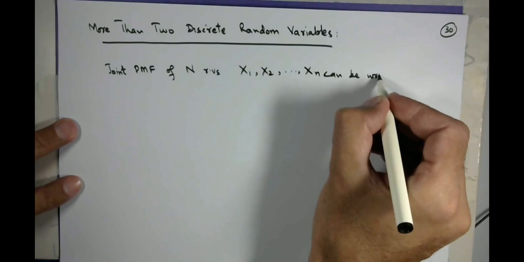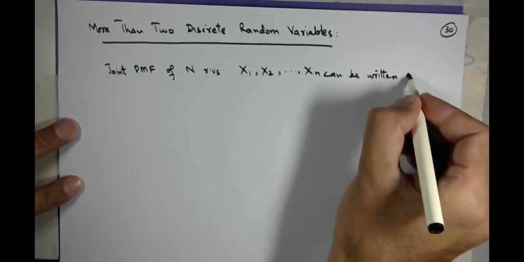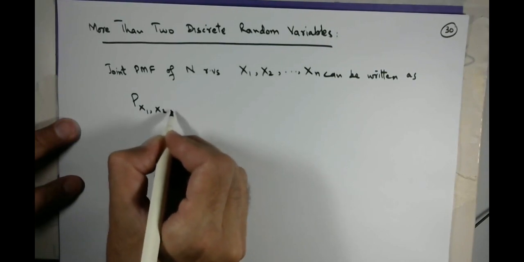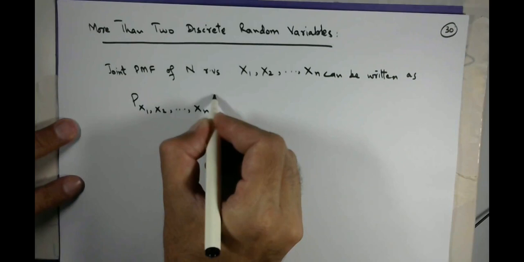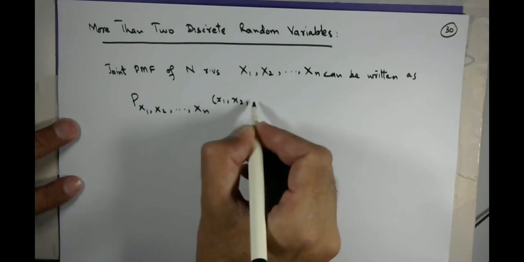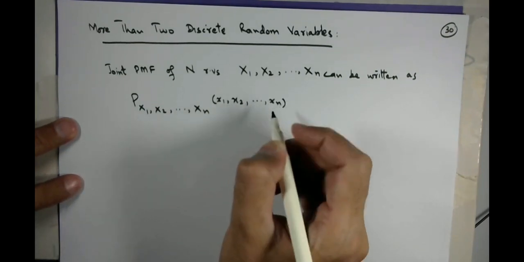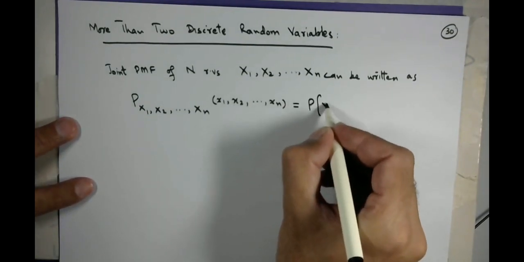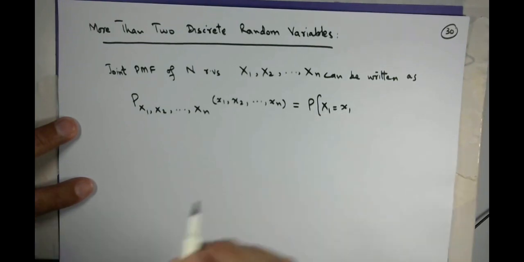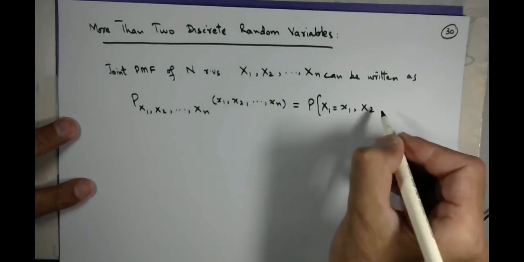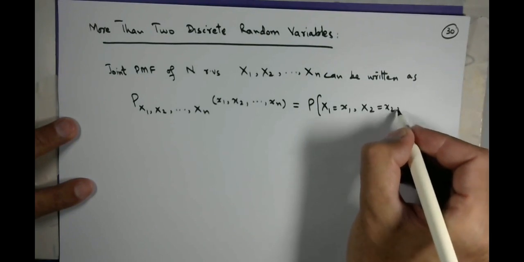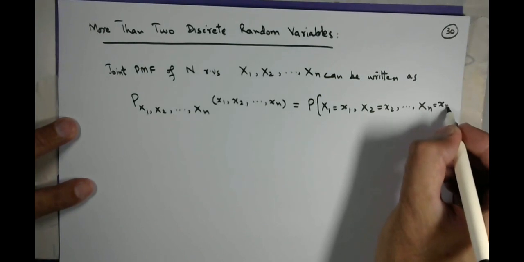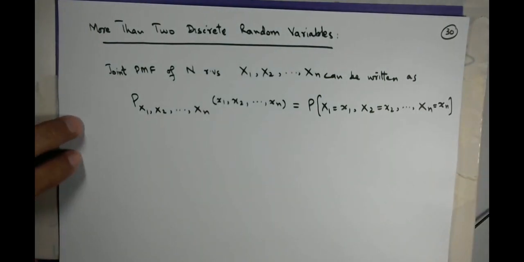can be written as P sub x1, x2 till xn of x1, x2 till xn, and this is nothing but the probability that x1 assumes this particular value, random variable x2 assumes this particular value, and so on. Random variable xn assumes this particular value.